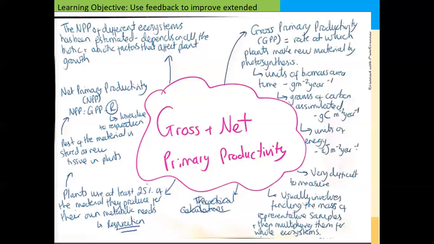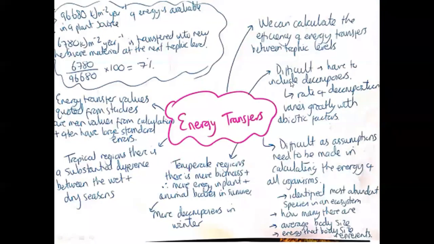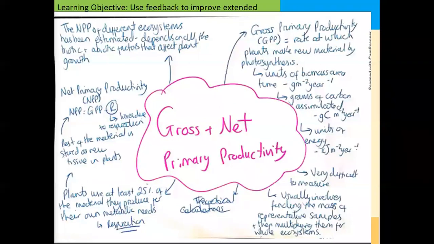So if you have a look in your textbook on this, they've got the NPPs of different ecosystems. I do believe that rainforests are high up there in terms of the NPP. Open ocean is quite high up there. So you can calculate the NPP for all the various different ecosystems that exist on our planet. So that is what gross primary productivity is and what net primary productivity is.